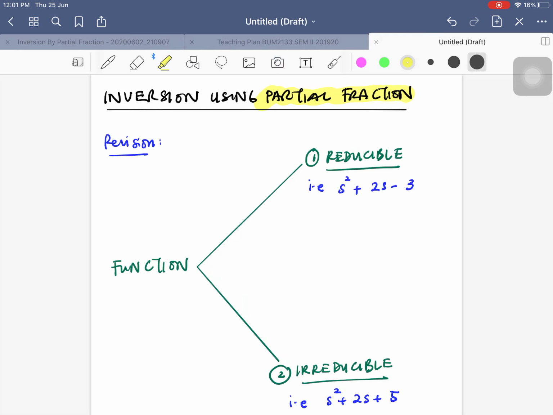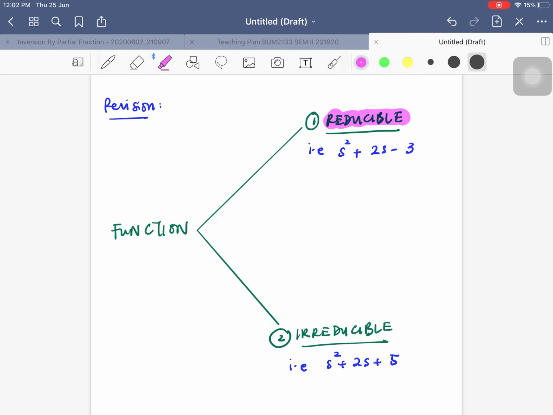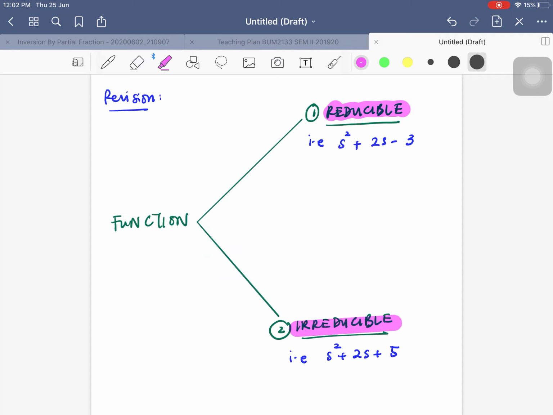Alright, so before we start with the examples, let's first revise a little bit on your partial fraction. If you are already good at your partial fraction, feel free to skip this. But if you have no idea or you need to brush up your skills on partial fraction, please listen to this very carefully. So basically there are two types of function. The first type is called reducible function, and the second type is called irreducible function. Please make sure that you are familiar with these terms, because I'll be saying them over and over again the whole while that we're discussing this particular topic.